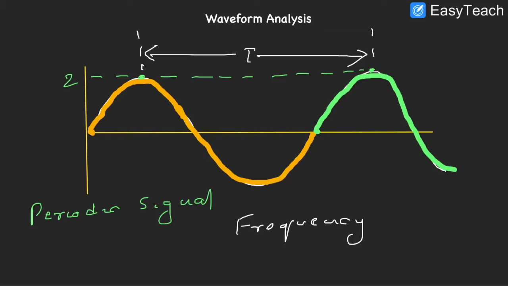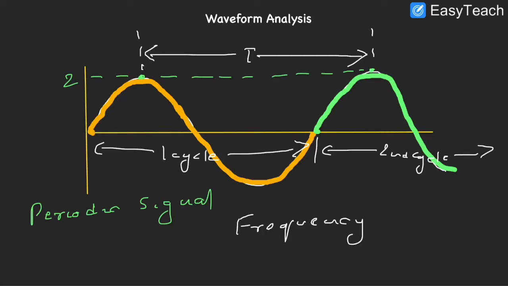So the number of cycles, this is 1 cycle. So let me write it down somewhere here. All right, so this is 1 cycle up to this point, and this is second cycle. And the signal is going to have infinite number of cycles till you stop it. So the frequency is the number of cycles you have in 1 second.